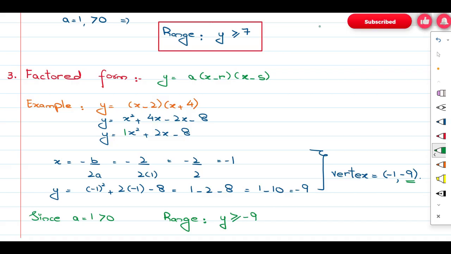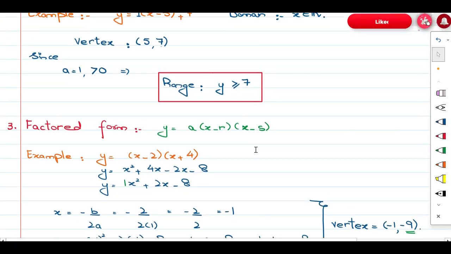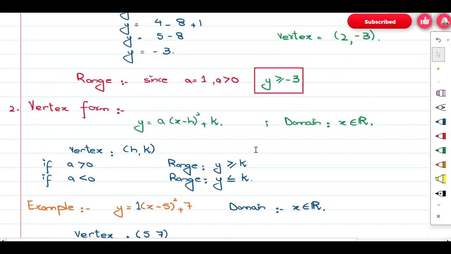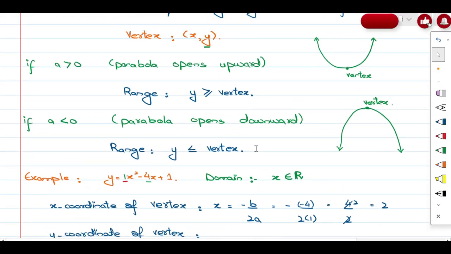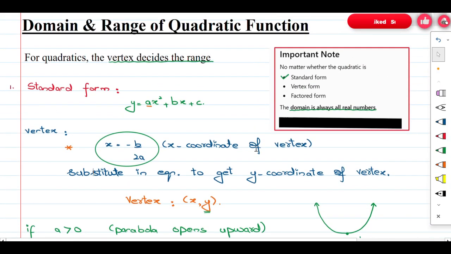So I hope you understand how to figure out the domain and range of quadratic functions, whether the function is in standard form, factored form, or vertex form.